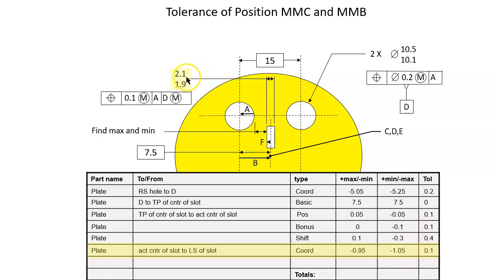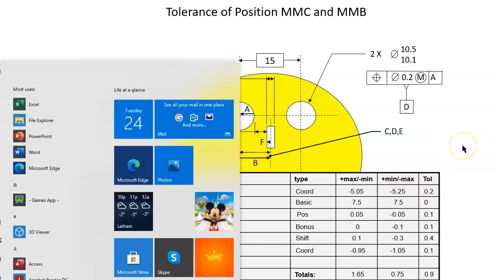Remember, we calculate the bonus from the size tolerance. Size tolerance is 2.1 minus 1.9, so that's 0.2. Divide it by 2 to get it radial. And so our max radial bonus is 0.1. It's in the right column, and therefore it's negative. And with that, we can add up our totals and get our max distance of 1.65 and our min distance of 0.75. Now let's see how we do this with the stacks wizard.